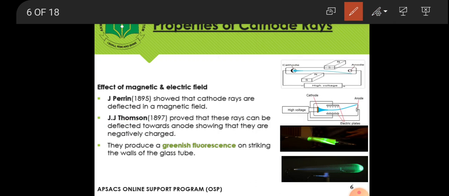The cathode rays, on striking the wall of the glass tube, produce a green fluorescence. We can see a green glow, and this green glow is produced when the cathode rays strike the wall of the glass tube.